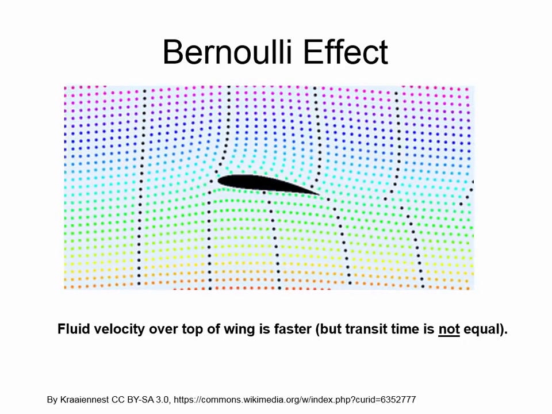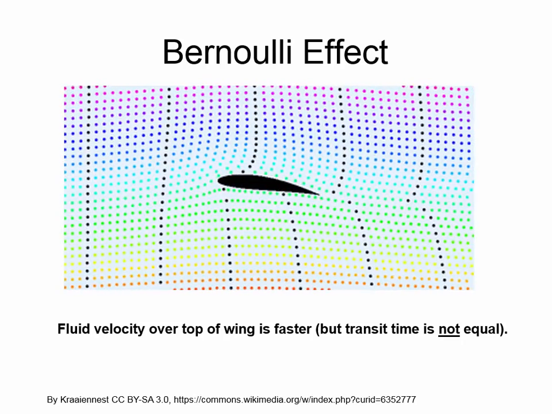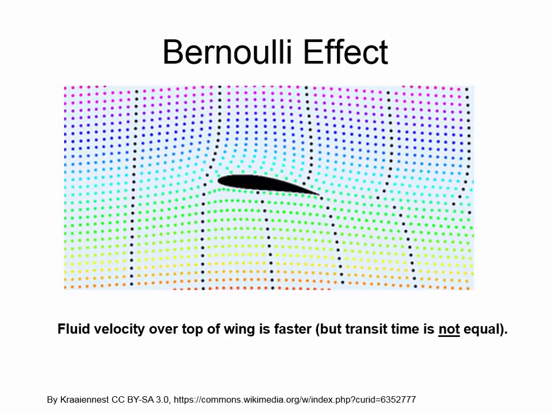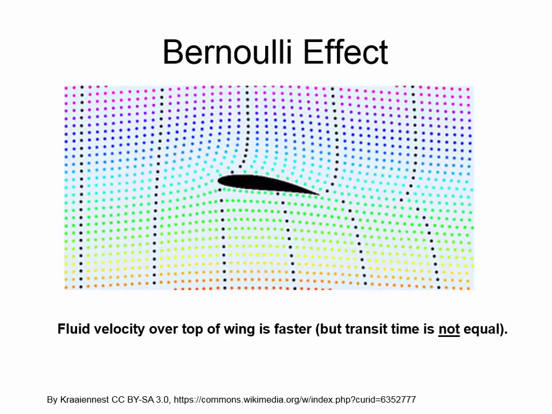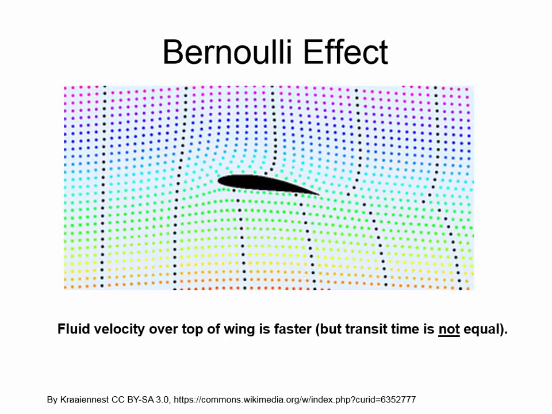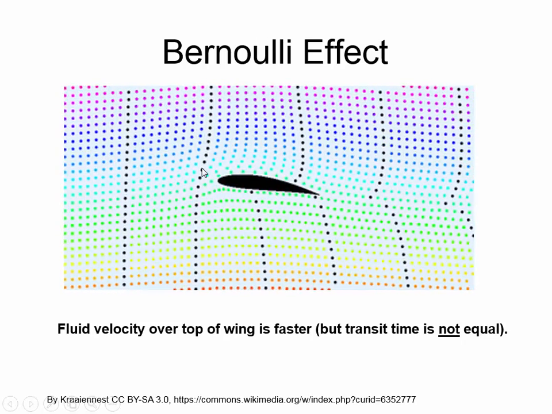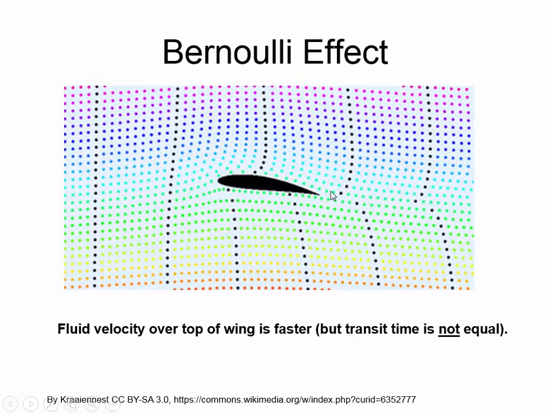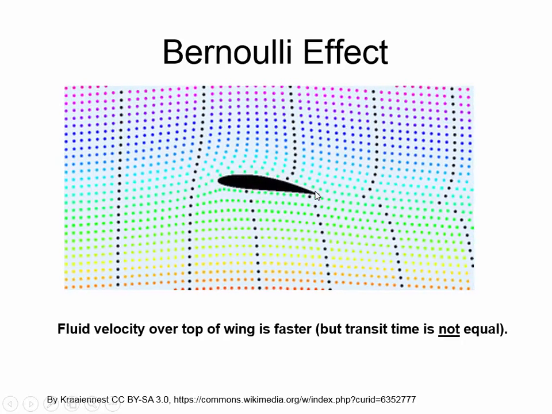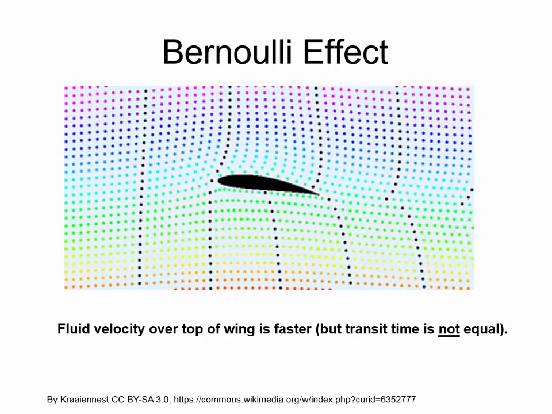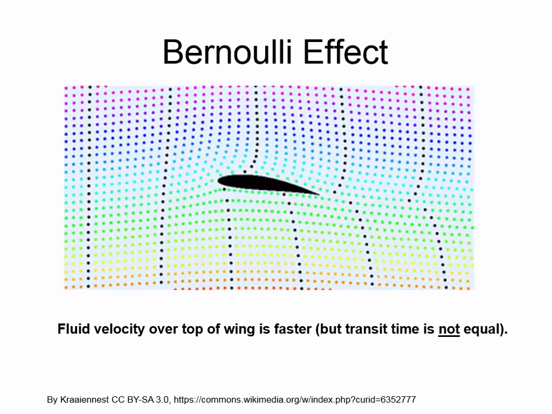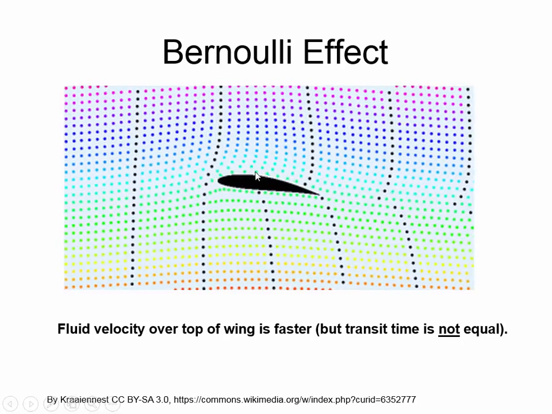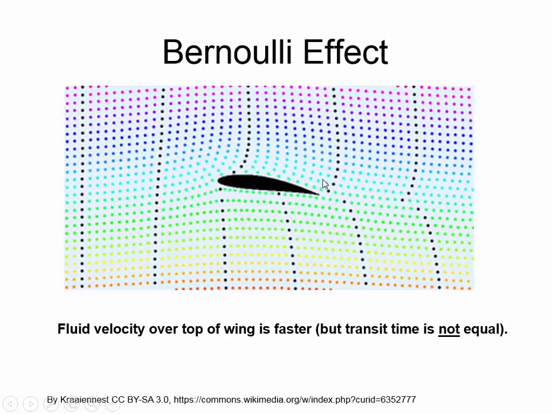One thing I'll point out is that although the fluid velocity over the top of the wing is faster, the transit time isn't equal. This is a pretty common misconception that ends up not being necessarily true in many cases: the particles that are here in one line don't rejoin at the same time at the end of the wing. Now, in some cases they might if the velocities are low, but they don't necessarily have to rejoin at the same location. And so it's an acceleration over the top of the wing.